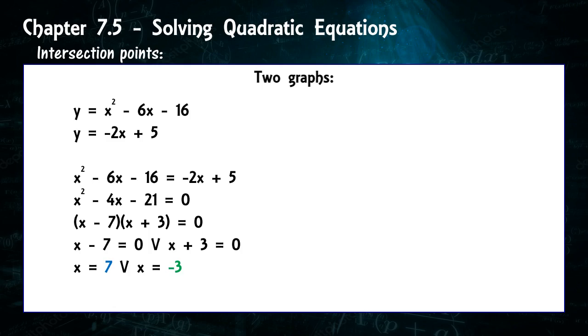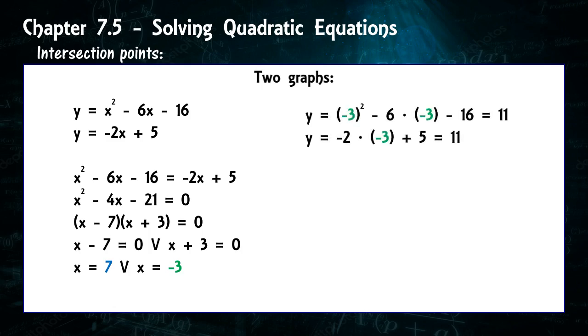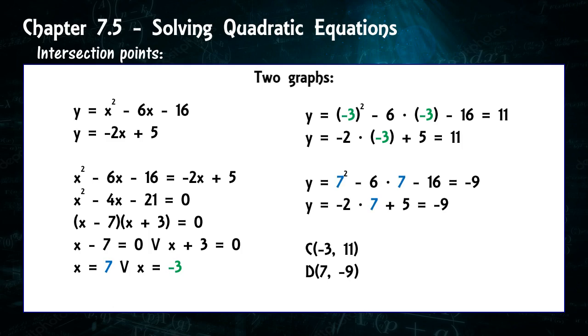For x is minus 3, both formulas give us 11. And for x is 7, we receive minus 9. That means that the coordinates of C are (-3, 11) and the coordinates of D are (7, -9).